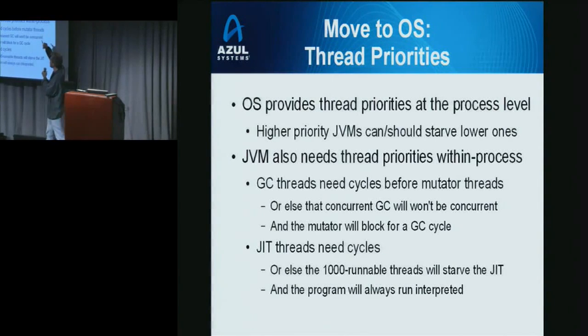But then I get thread priorities within a process. And so I can't distinguish between GC threads, which need to have cycles ahead of the mutators, or else the concurrent GC won't actually be concurrent. It'll get starved out, right? And the mutator ends up blocking for a GC cycle. And the same story goes with JIT'ing threads. The JIT needs to get cycles eventually, or you will always run interpreted. And this was actually a failure mode in the early Volano mark, where 1,000 runnable threads would compete at identical priorities to the JIT thread. And the JIT thread would starve, getting 1/1000th of a CPU, and the entire benchmark would run interpreted, unless the compiler JIT thread is given a higher priority than the runnables to go ahead and get its job done.